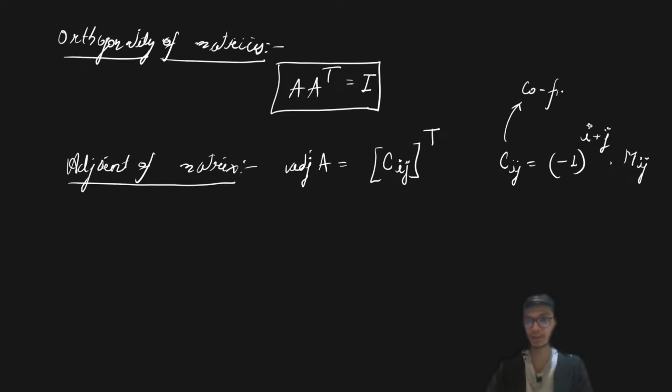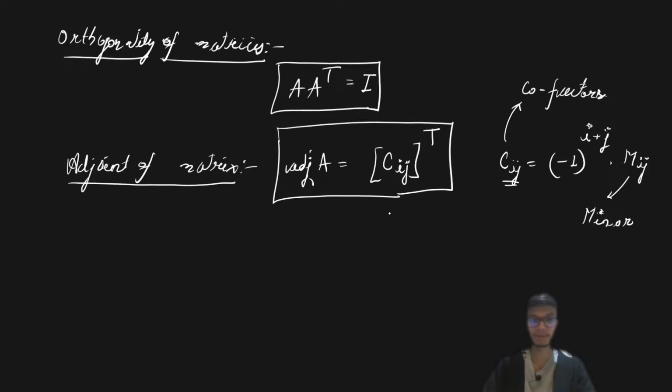It's very important to understand these terms. So this is the cofactor, and this is called the minor, right? The minor is generally obtained by deleting the row and column concerning that particular element. Once you calculate the cofactors and form the matrix, and take the transpose of that, that is called the adjoint of that particular matrix A, right?